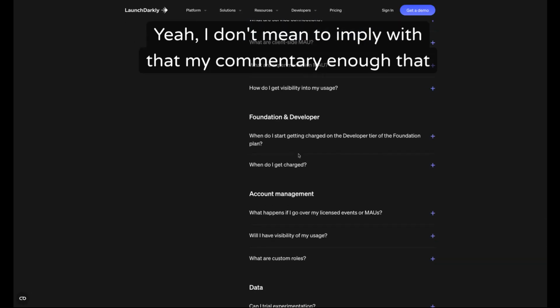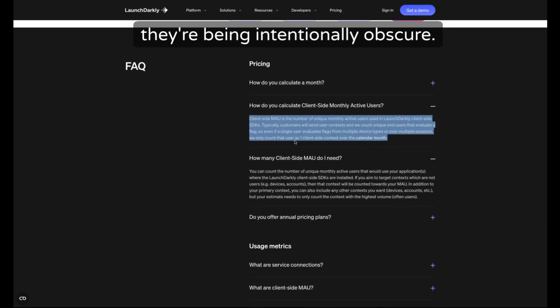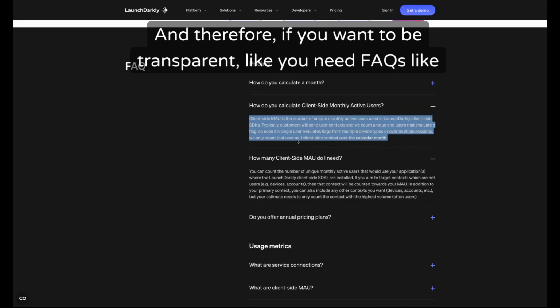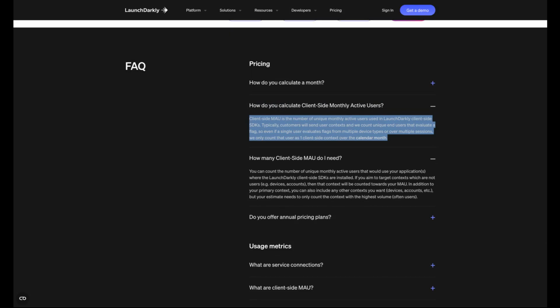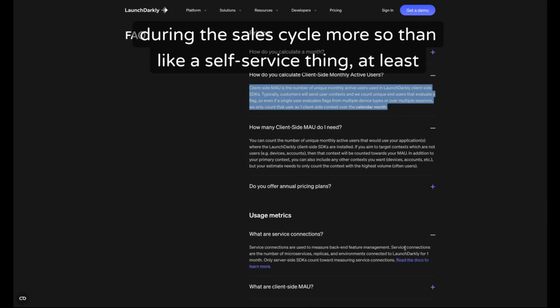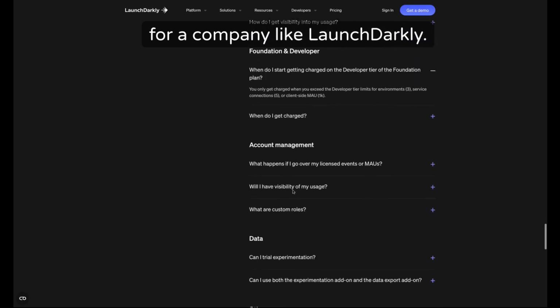I don't mean to imply with my commentary on that they're being intentionally obscure. It's just that's a metric that you as a vendor have to define, and therefore, if you want to be transparent, you need FAQs like this. A lot of times I think it's just a conversation that happens during the sales cycle more so than a self-service thing, at least for a company like LaunchDarkly.